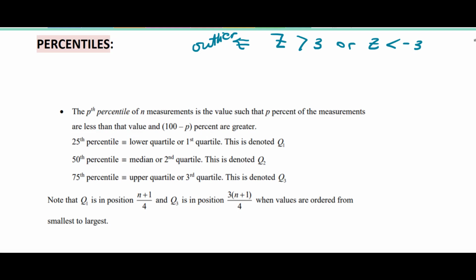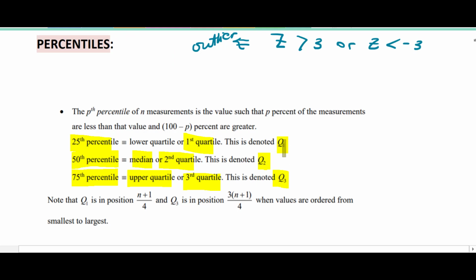So when we talk about the 25th percentile, we talk about Q1, or basically the first quartile. The 50th percentile is the median, or the second quartile, which is also Q2. And the 75th is the upper quartile, the third quartile, and it's Q3. So these are all just different names for the same thing.